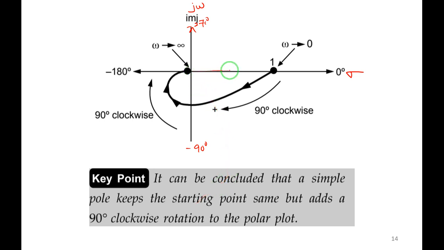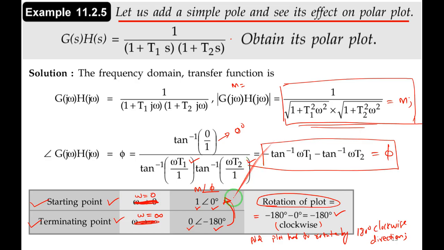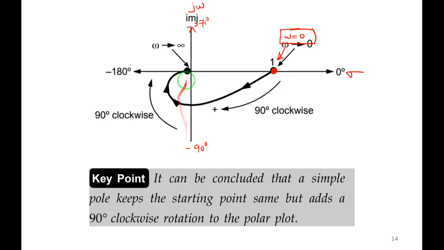Right? So for omega equal to 0, angle is 0 degrees, magnitude is 1. Angle is 0 degrees means this line, magnitude is 1. From here to here, magnitude is 1. So this is for omega equal to 0, the starting point. We have marked it here. Next, terminating point. For omega equal to infinity, angle is minus 180, magnitude is 0. So minus 180 is this line. Mark this, this is for omega equal to infinity. So this is the terminating point.